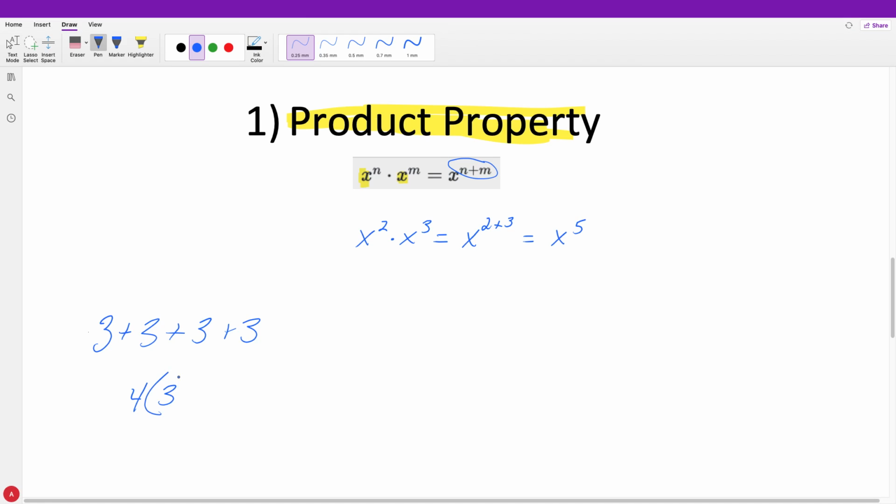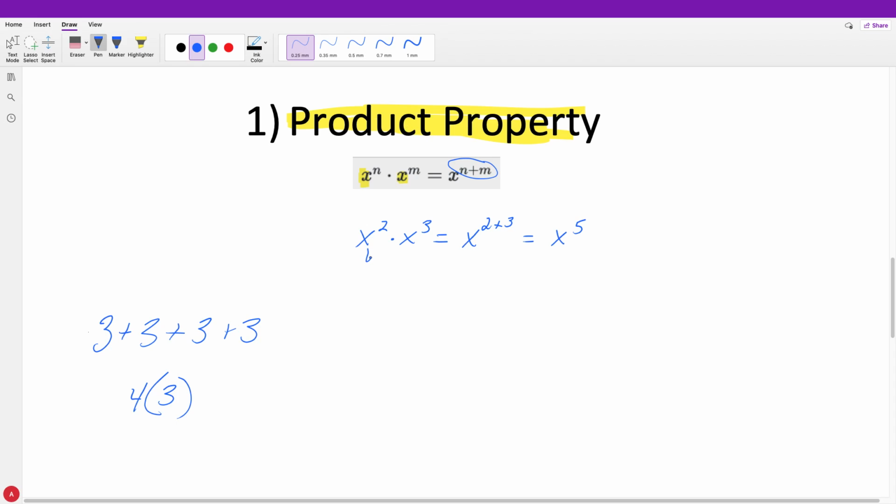We can say that, well, we have 4 3s and we can multiply them together. So we can see that in past learning, we have a connection between addition and multiplication when we had the repeated thing over and over again. All right, so repeated addition we can rewrite as multiplication.